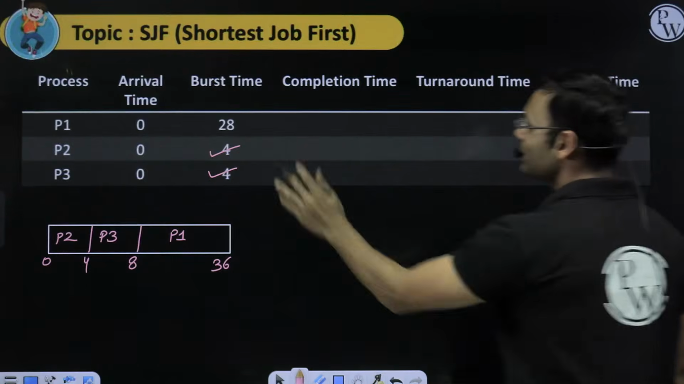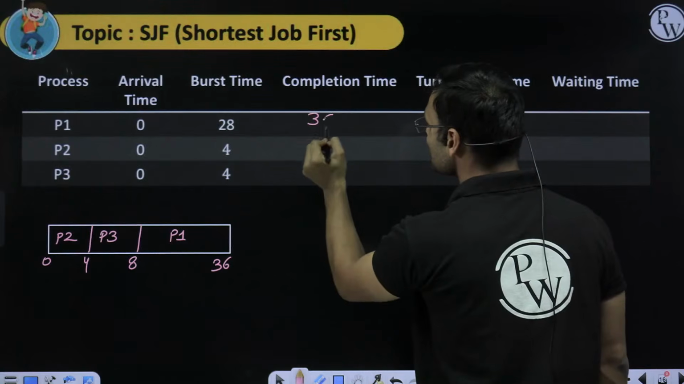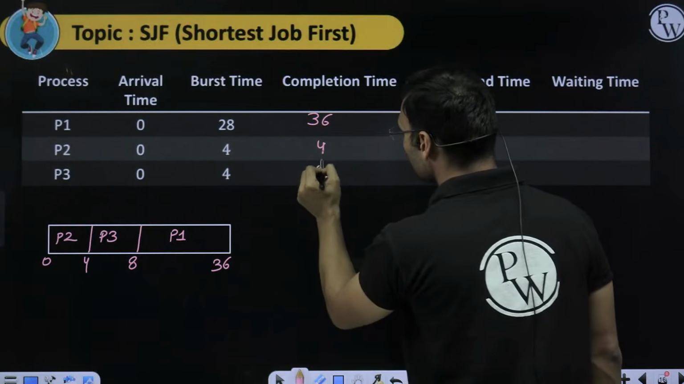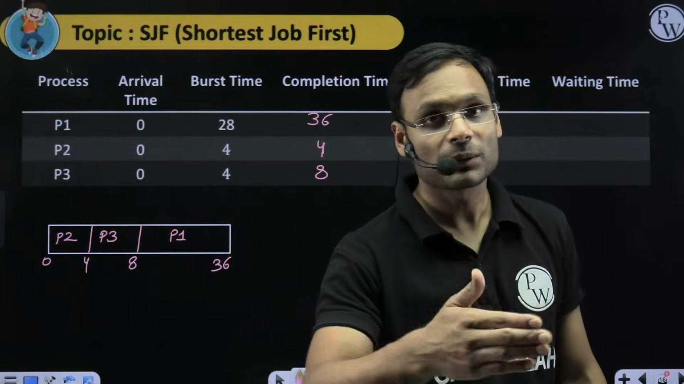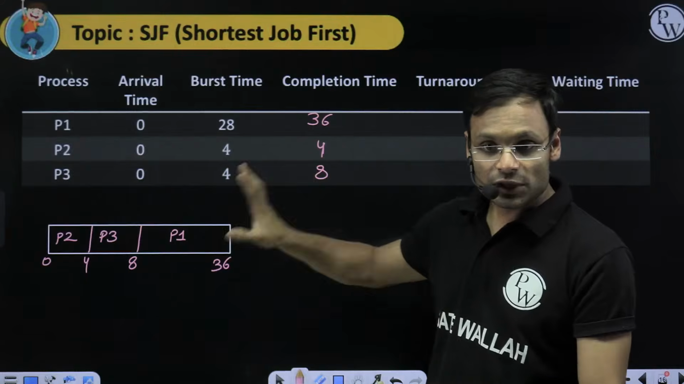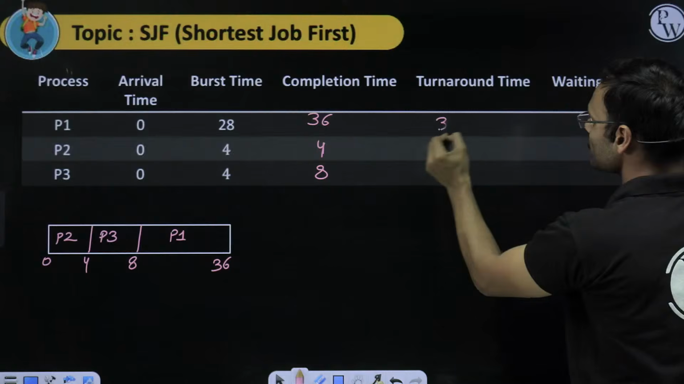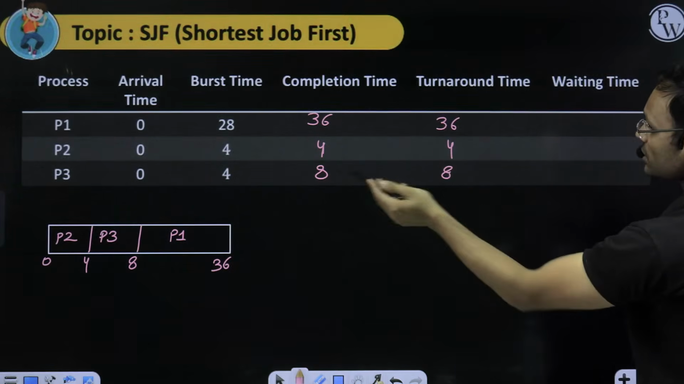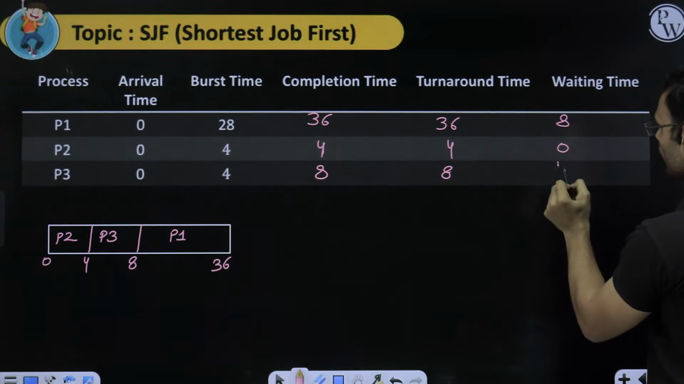Now, completion time. Look at this. Sequence is changed. P1 completes at 36. P2 completes at 4. P3 completes at 8. Please be aware the sequence of the process execution may change as per the algorithm. So please fill these entries carefully from the Gantt chart. Turnaround time, completion time minus arrival time. Waiting time, turnaround time minus burst time. 36 minus 28, 4 minus 4, 8 minus 4.